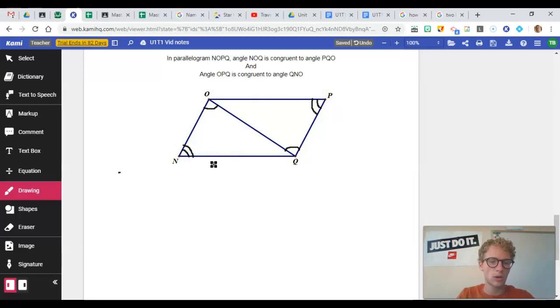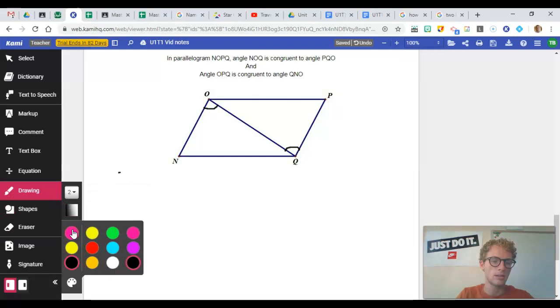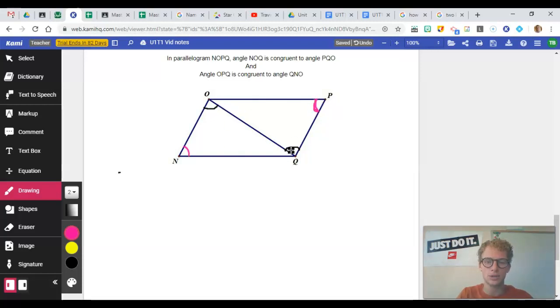So that's one way. Another way is to use different colors like we talked about in the last video. So I can show you that. Still just using one arc, but using a different color. The arc tells us that they're congruent. What color or how many arcs there are tells them, okay, these two are congruent, these two are congruent, not to be confused. That's the second way.